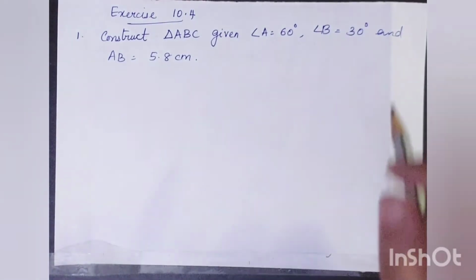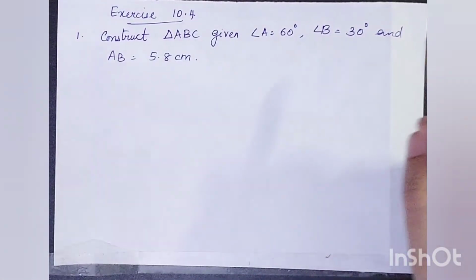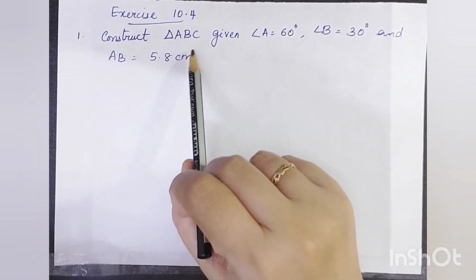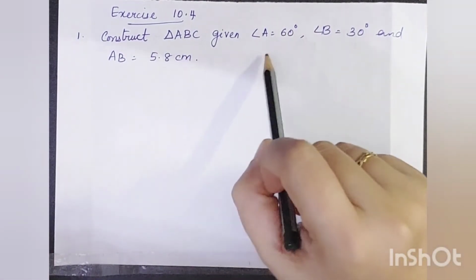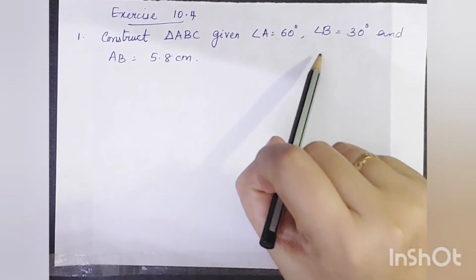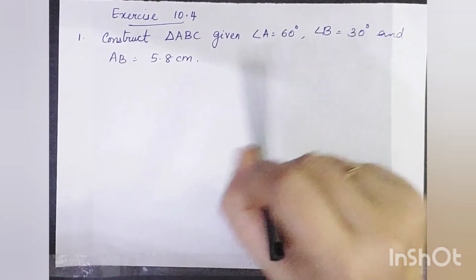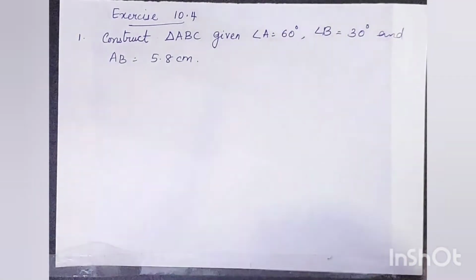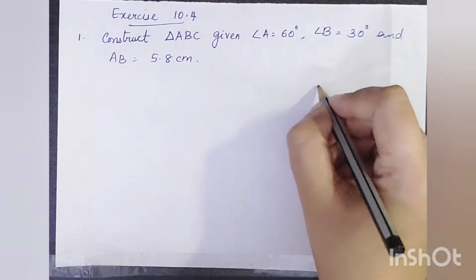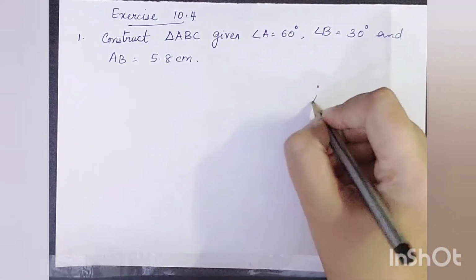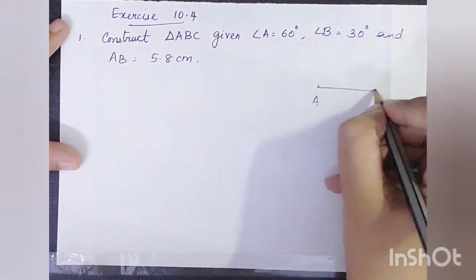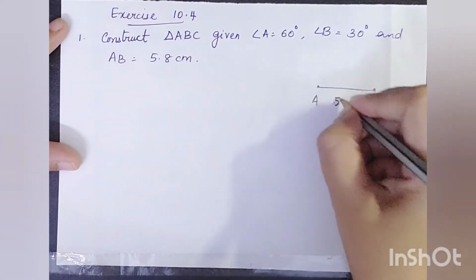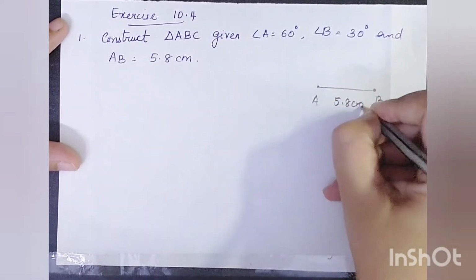Now let's move on to our next exercise, that is exercise 10.4. Let's go into the first question. Construct triangle ABC. Given angle A is equal to 60 degree, angle B is equal to 30 degree and AB is equal to 5.8 centimeter. Okay, so let's draw the rough diagram. This is A. Let this be B. AB is given as 5.8 centimeter.